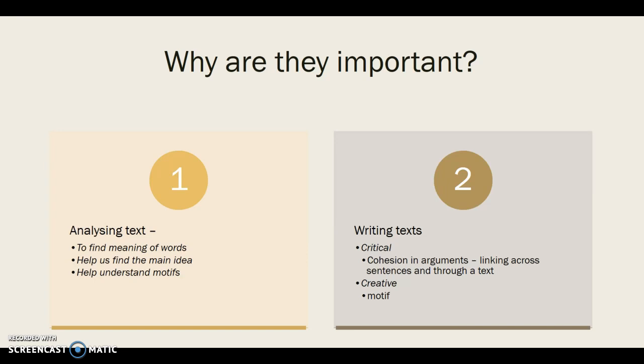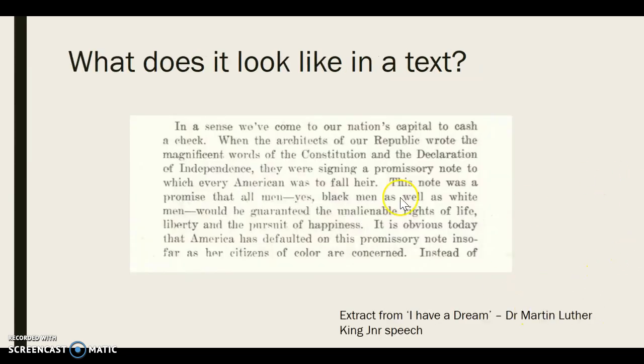The next thing is going to help us find the main idea of the argument. The metaphors, motifs, lexical chains, all of those things are there to help us find meaning and to shape meaning. So we would go back and we would look at what is the main idea here? The main idea is that the forefathers of America made a promise of equality and they have failed to deliver on that.